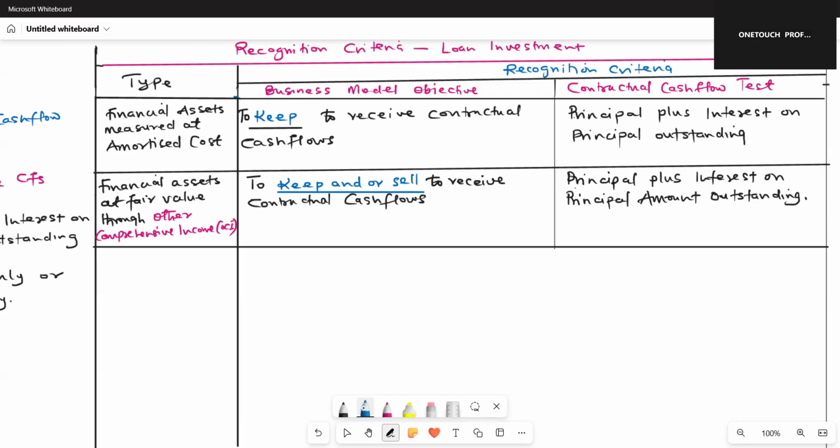Because if a question is there and you are not able to identify that this one is this type of financial asset, and that one is that type, if you wrongly classify, you get zero.